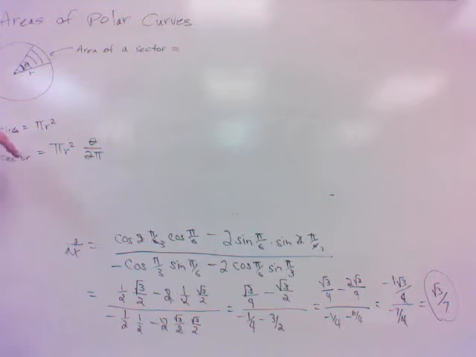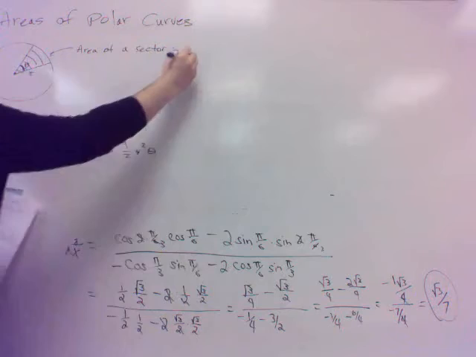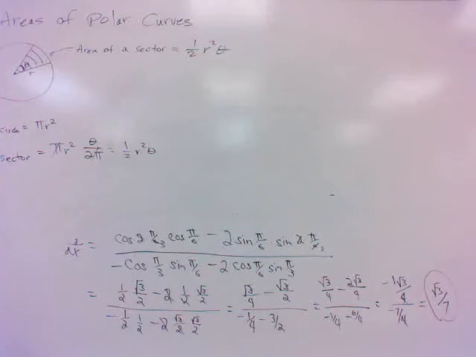If I was talking about theta being pi units, half of a circle, I'd have pi divided by 2 pi, which is a half. But no matter what, theta divided by 2 pi will give you the portion of the circle. Of course, the pi's cancel, and here's what it is. Area of a sector is 1/2 r squared theta. So if you take half times the radius squared times the theta angle, that gives you the area of a sector. Okay?